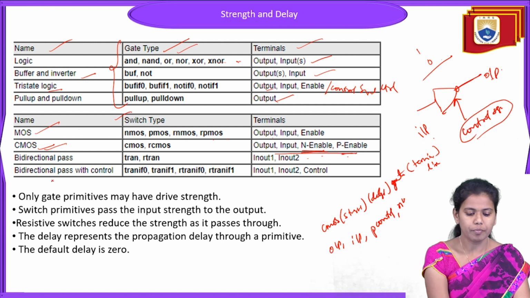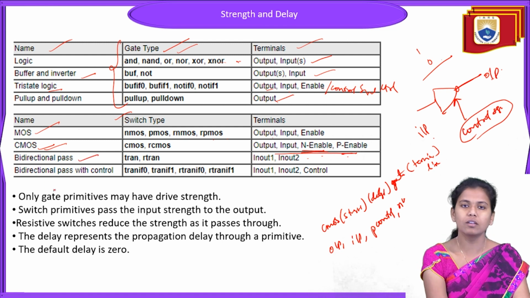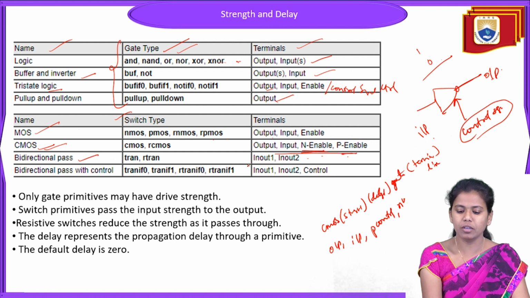Then goes the bidirectional pass. In this bidirectional pass switch, usually we write tran and rtran. Then in the terminal list, the initialization of the terminals, when it comes to the bidirectional passes, is inout, inout1 and inout2.